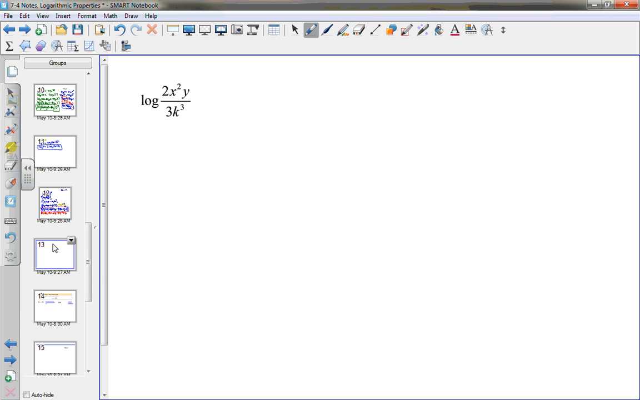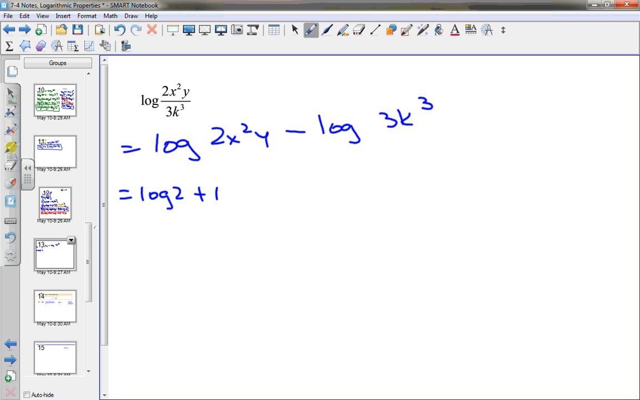Now, what do you notice immediately? It's going to be subtraction because it's division. So this is going to be log of 2x squared y minus log of 3k cubed. Now what? Split up the first one by. They're all attached by multiplication, which means it's addition. So log of 2 plus log of x squared plus log of y minus log of 3k cubed.